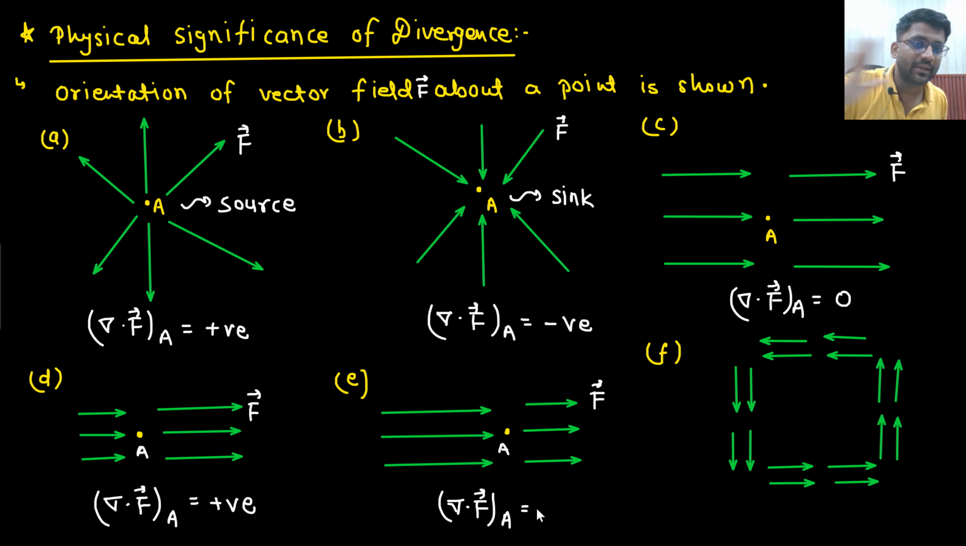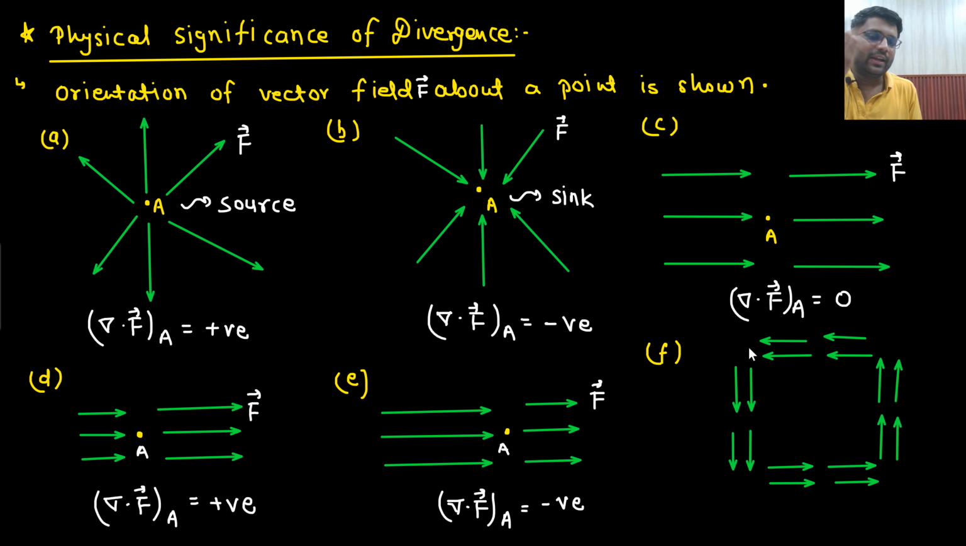Sir, more strength is coming in, but lesser strength is going out. More strength coming in, less strength is going out. That means you are not providing the field lines, you are eating up the field lines. Here more field lines are getting into it, lesser field lines are going out. What does that mean? It is eating some field lines. That means it will be negative.